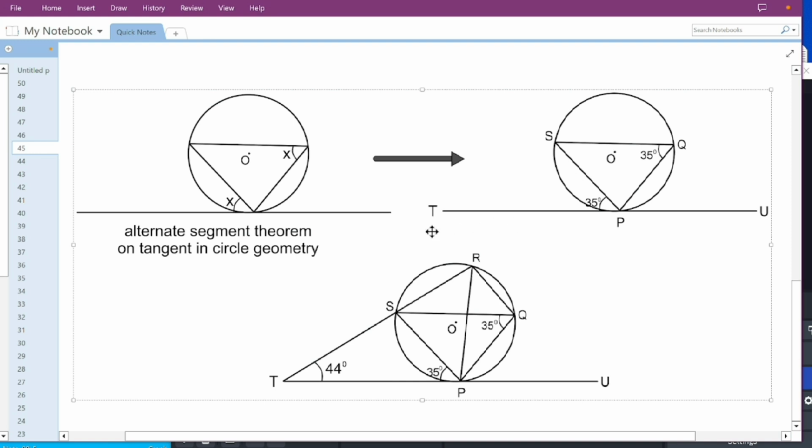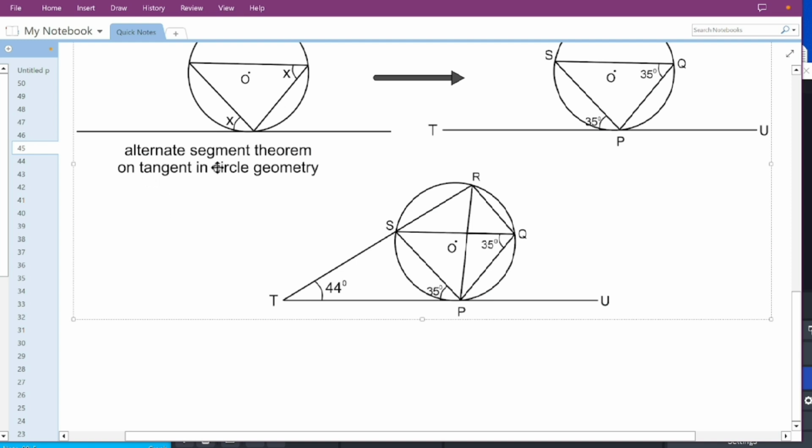We know this is our tangent TU at P. Now this line is our chord. We have the chord here and we've been given this angle to be 35. If you look at it, this line and this line are both formed from the chord; they are extended from the chord. So if this is 35, the angle that two lines from the chord make on the circumference is the same as the angle the tangent makes with the chord. So this is also 35, as derived from the alternate segment theorem on tangents in circle geometry.